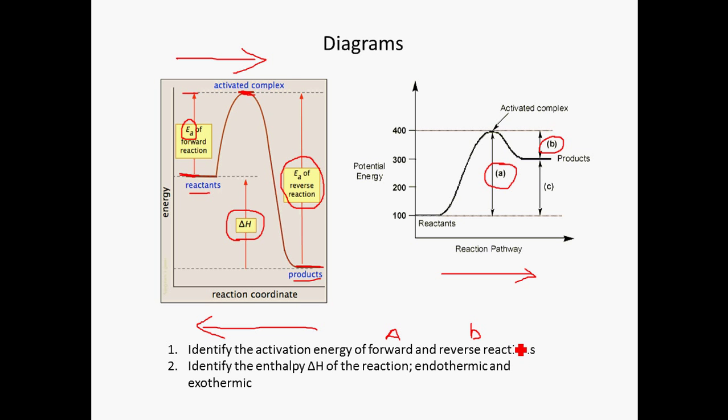Our delta H, best represented by letter C. And hopefully you recognize this reaction as being endothermic, right? Our products have more potential energy than our reactants. We need to input energy into our reaction. And that is part one of collision theory and rates of reaction.